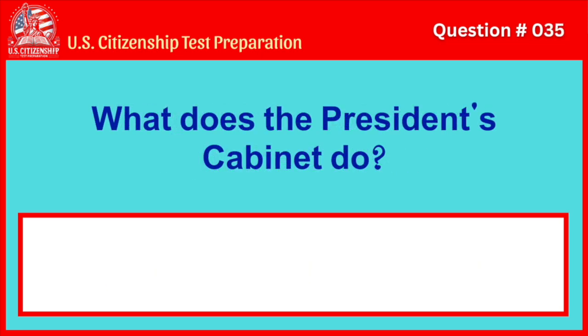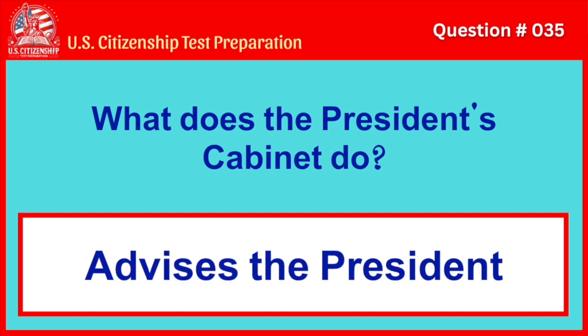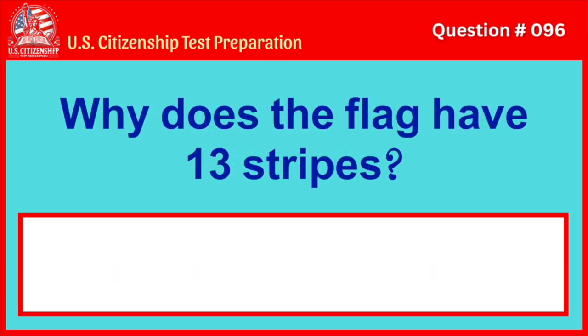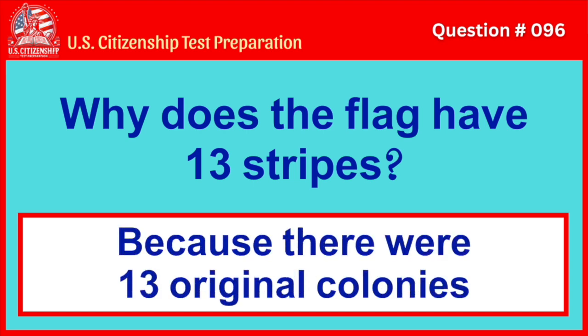What does the President's cabinet do? Advises the President. Why does the flag have 13 stripes? Because there were 13 original colonies.